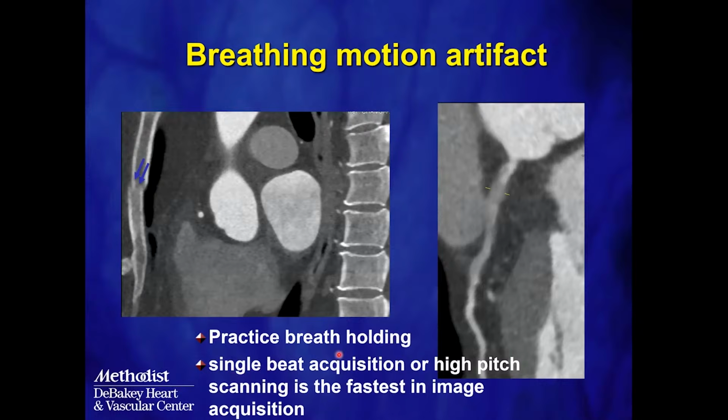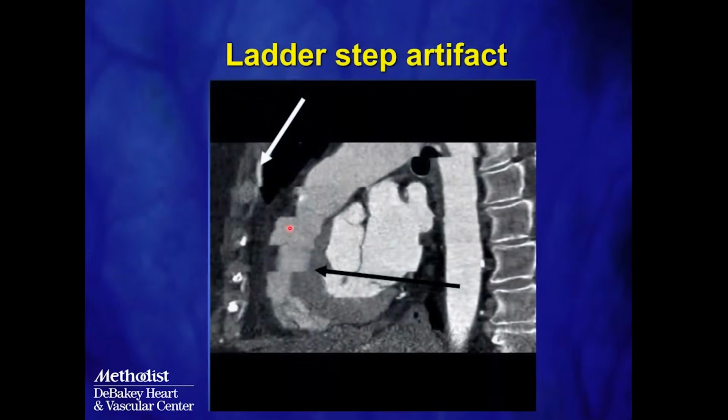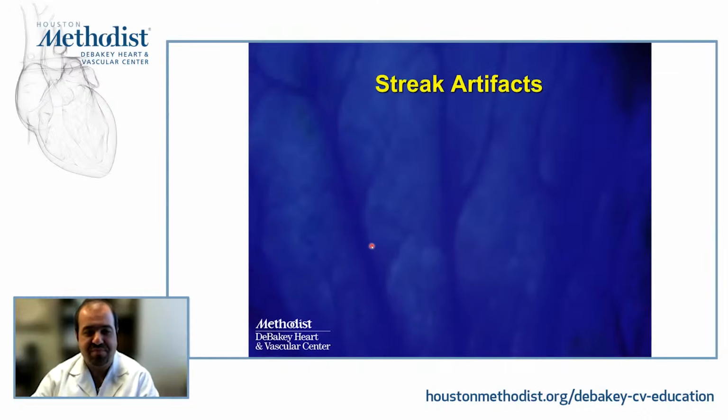And then we do know that the single beat acquisition modes, like the Flash or the high pitch scanning, are really going to be the fastest in image acquisition. So if you have a volumetric scanner, like the Toshiba or the GE Revolution, it will give you a single beat acquisition. If you have a Siemens scanner with a dual source, using this high pitch mode will be the fastest in order to acquire images without the need for a long breath hold. Here, what we notice is this multiple ladder step artifact, and this is actually from a patient who had severe inability to hold their breath.